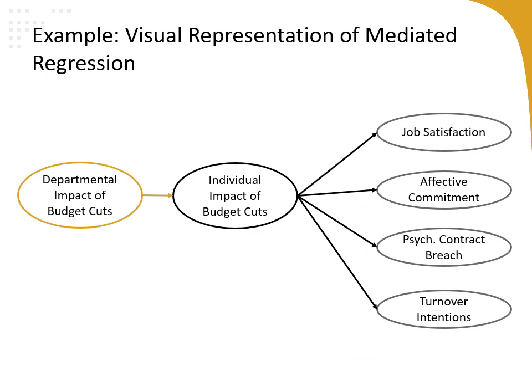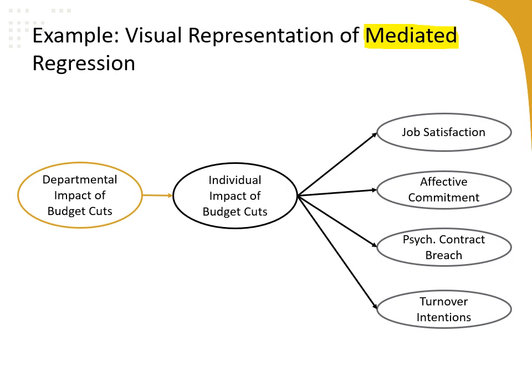So in addition to being somewhat familiar with moderation or interaction effects, where the impact of X on Y depends on Z, so the impact of personal budget cuts on outcomes depends on the nature of departmental impacts, I also want you to be comfortable with the concept of mediated analysis or a mediation effect. Whereas moderation says the effect of X on Y differs depending on Z, mediation really means X has to go through Y to impact Z.